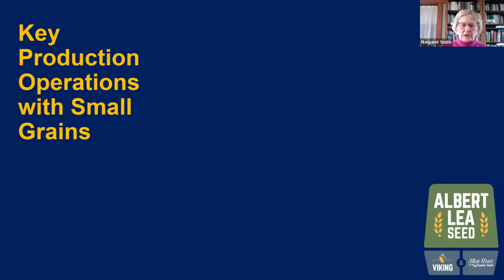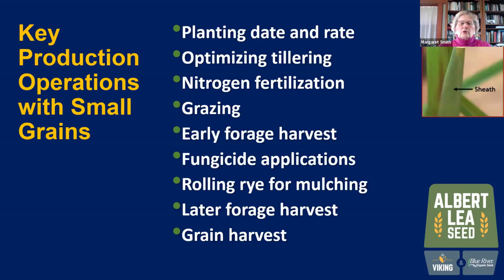So, key production operations with small grains. We've got planting date. When should we plant? How much should we plant? We've got practices to optimize tillering, and this is key to small grain yield. If you only have one seed head from that one seed, you will not optimize yield. So we want to optimize tillering. Get as many as we can, at least based on the genetic capability of any given species and any given variety within that species. Nitrogen fertilization, when do we do that for optimum yield and grain quality?